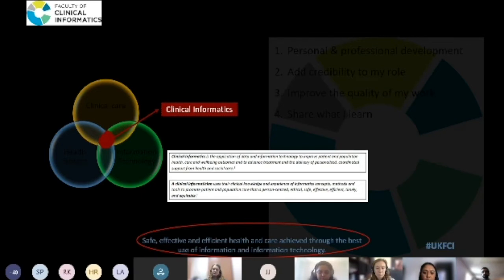So one, it was for my own personal and professional development, but furthermore, it was to add credibility to my role as a clinical informatician. It was to improve the quality of my own work and the work that the teams that I'm involved with deliver. And I also wanted to be able to share what I learn with peers and other colleagues as well.